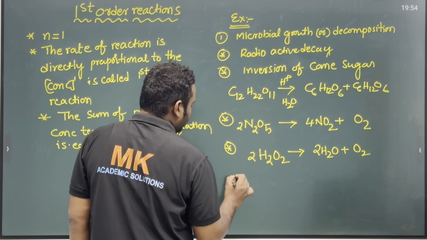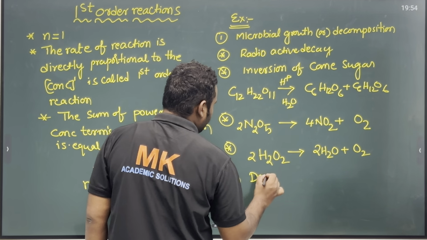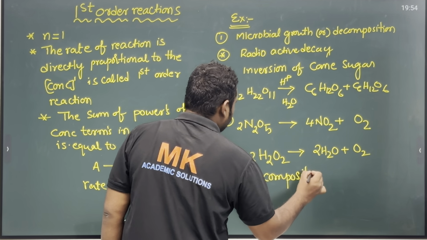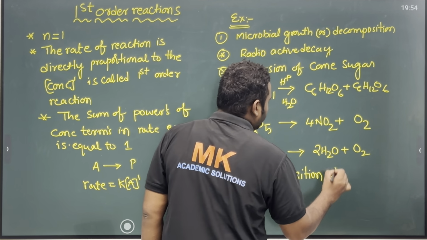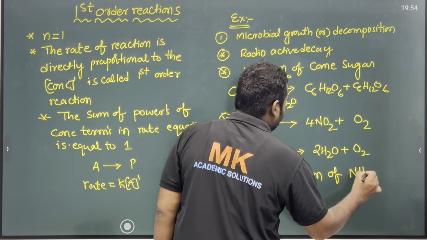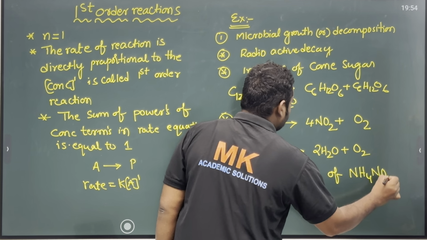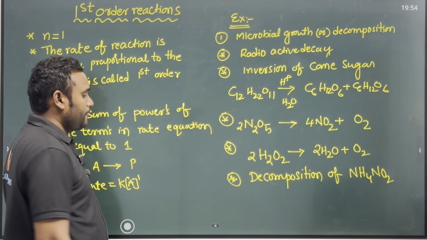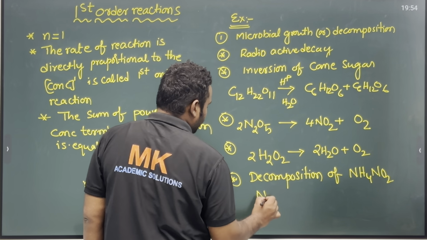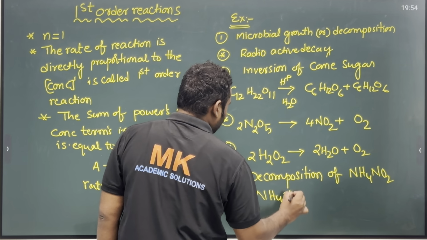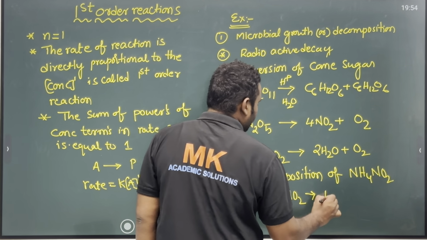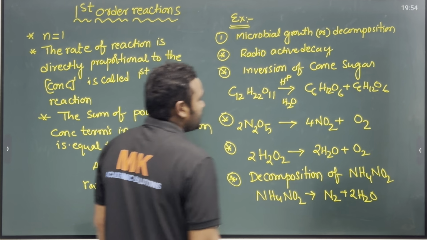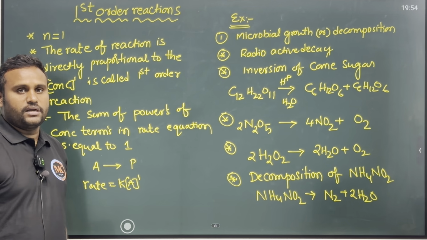You can take decomposition of ammonium nitrate, NH4NO2. This is also an example of first order reaction. Here ammonium nitrate NH4NO2 decomposes as N2 plus 2H2O. So these are all examples of first order reaction.